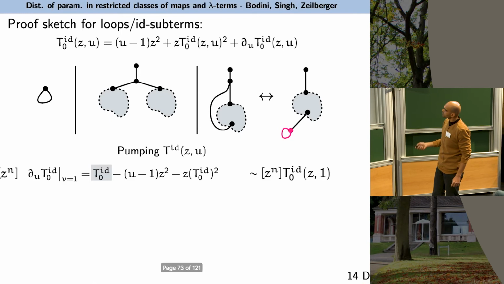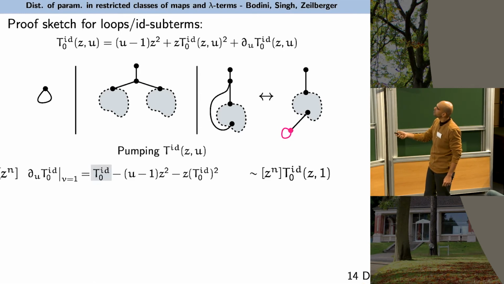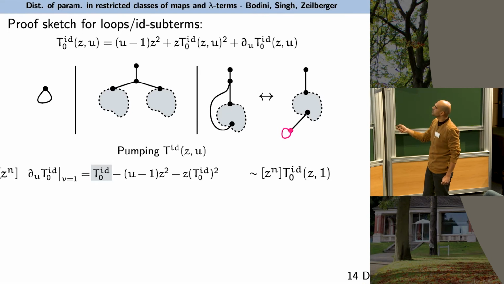So we can start with the mean, for example, taking the first derivative with respect to u. We have this equation here. And we can see that asymptotically this grows as the original equation. It grows as the coefficients of this equation. And here I'm using this coefficient extraction operator, which says that I'm looking at the coefficient of z^n in this power series.